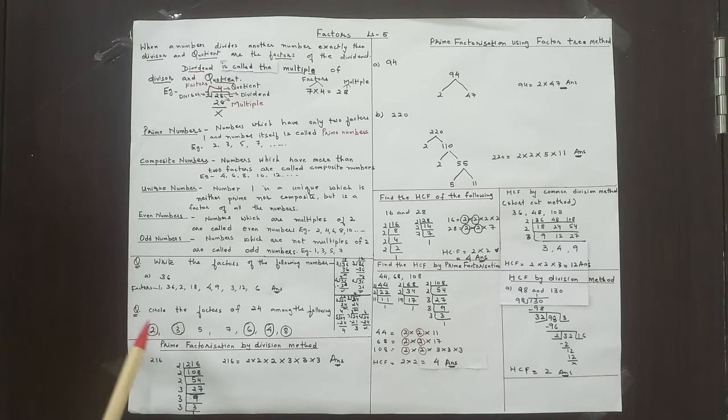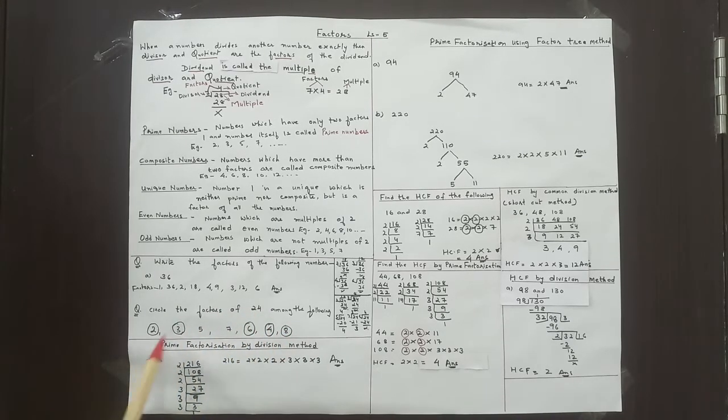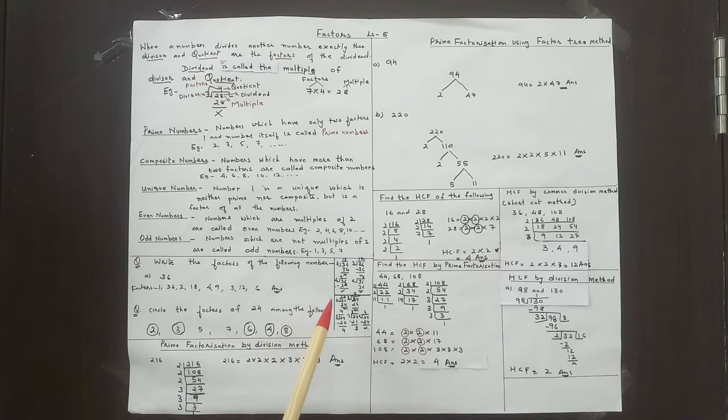Next question is, circle the factors of 24 among the following. Now we have the numbers 2, 3, 5, 7, 6, 4 and 8. First we will divide 24 by 2. If it is exactly divisible, then only it will be a factor of 24. We will divide by 2. 2 12s are 24. It is exactly divisible. So 2 is a factor and we will circle it.